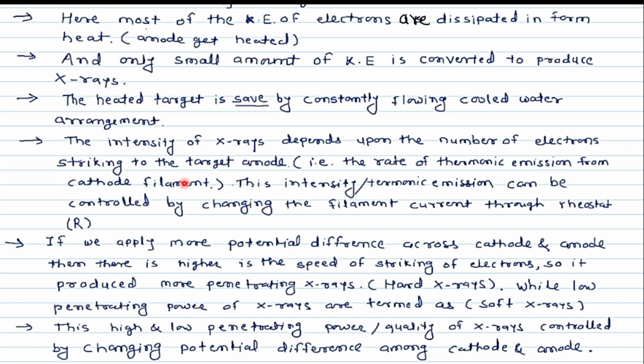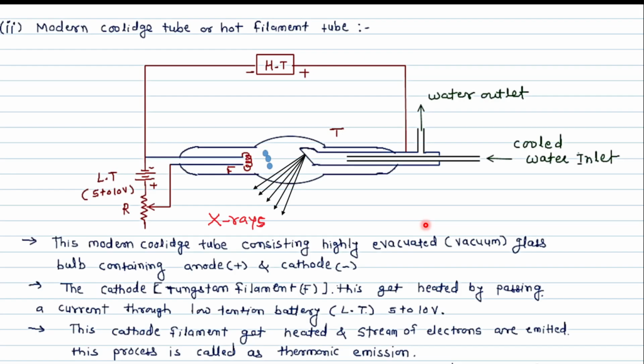That intensity we can control by using the low tension battery. There we have connected a rheostat. By the rheostat we can control the current of the filament. By using the rheostat we can vary the resistance, and with the varying resistance the current changes, so we can control the X-ray intensity.